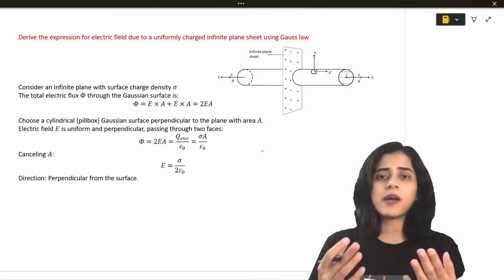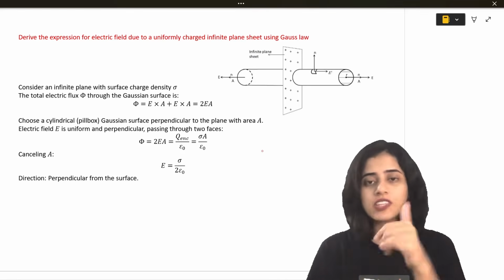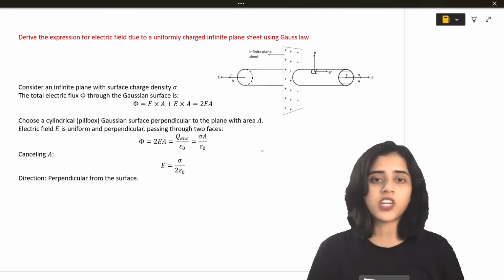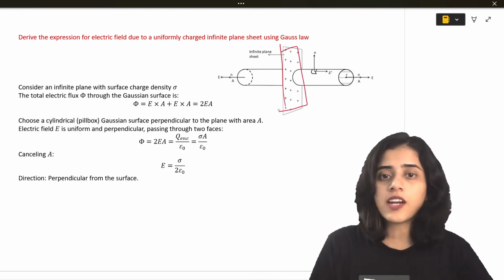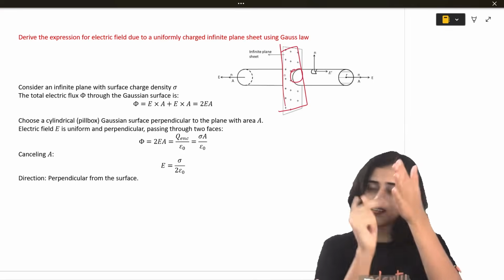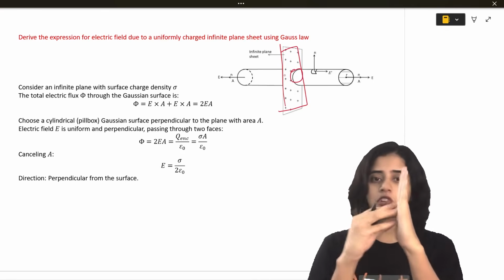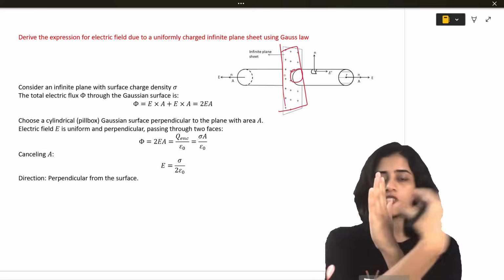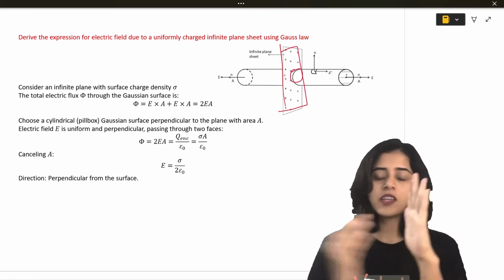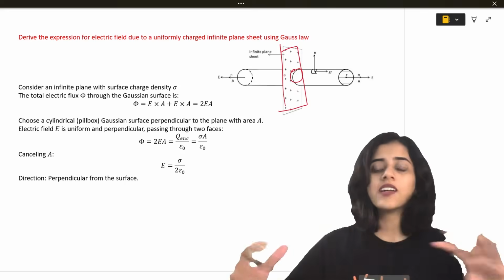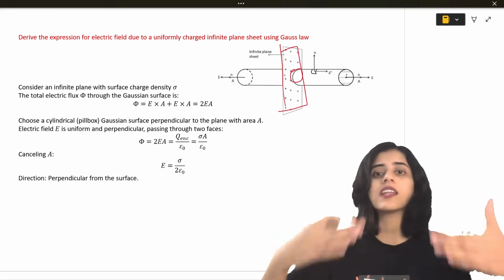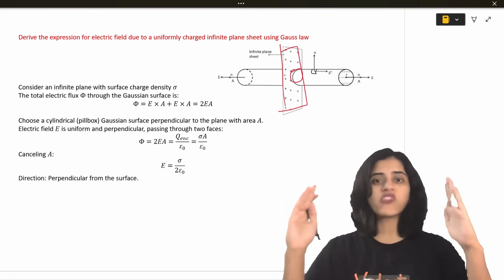So here what happens? I have a sheet of charge. In the previous case, I had a long strip of charge. Here I have a sheet of charge. On this sheet of charge, I take a small area. For this area, I draw a cylindrical Gaussian surface like this. You take the whole Gaussian surface, but here you don't take the area of the whole cylinder. You take the area of the two circular faces.